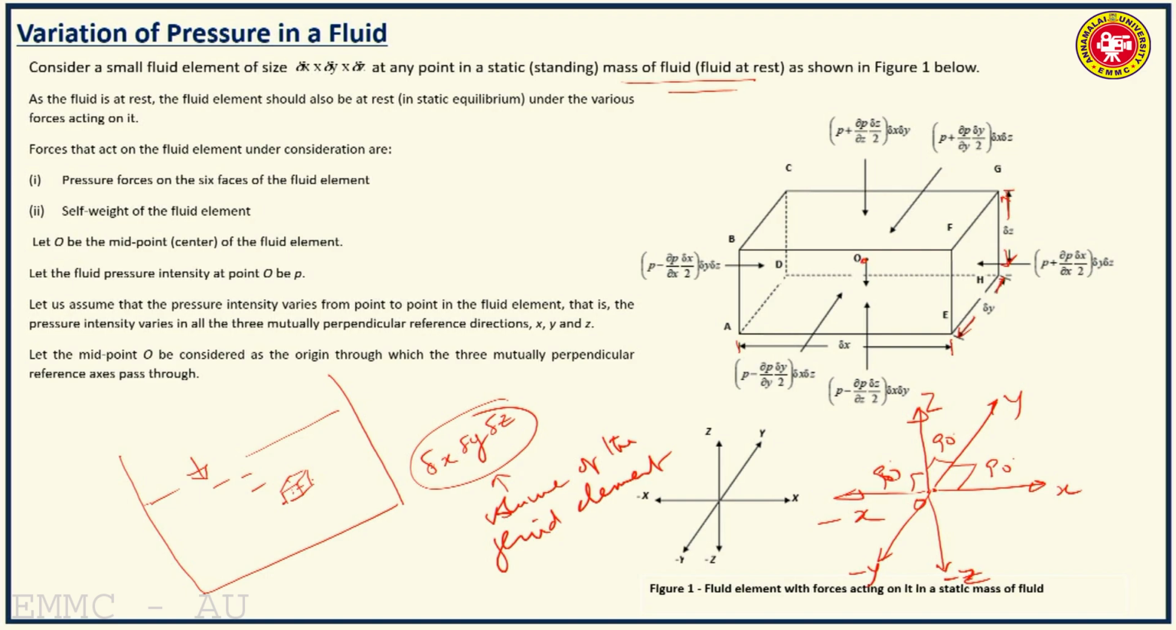Now, let the fluid pressure, that is the pressure intensity at the midpoint O, be small p. Let us assume that the pressure intensity varies from point to point. It is not constant. We assume that it is varying from point to point in the fluid element in all the 3 directions. So, when you move from O to the right or the left in x direction, it varies. When you move from O in front or back of O, it varies. It varies when you go up or down in the z direction.